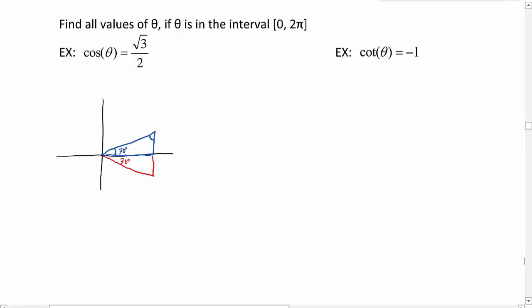So now we just need to state what those two angles are in radians. 30 degrees equates to pi over 6. So for the blue one, theta equals pi over 6. And then for the red one, that's going to be pi over 6 shy of 2 pi. So that's going to be 11 pi over 6. So we get two answers here.